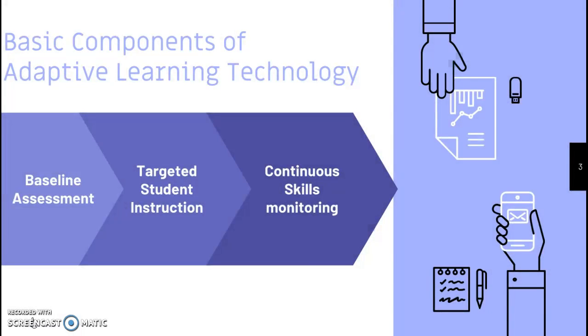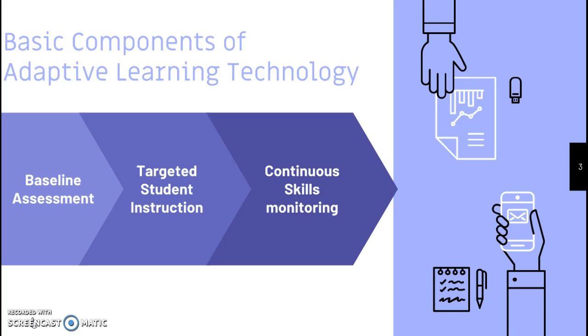Now, there are three basic components to any adaptive learning program. The first one is a baseline assessment. This is also called a diagnostic test and is used to find out where the child is. It starts off with a question, and depending on the student's ability, the next question could be remedial or advanced.